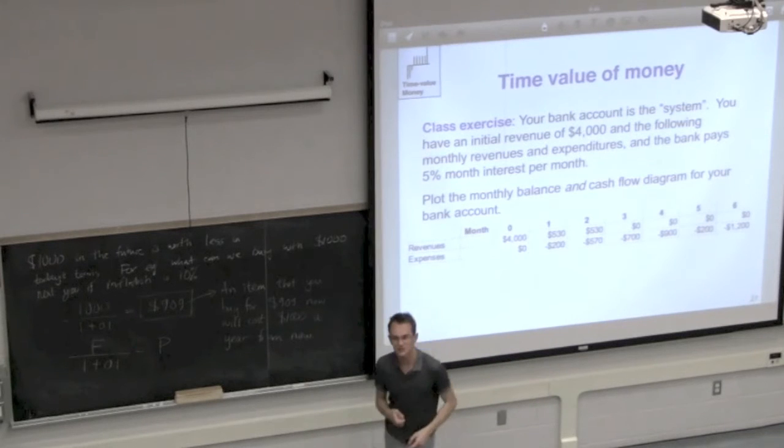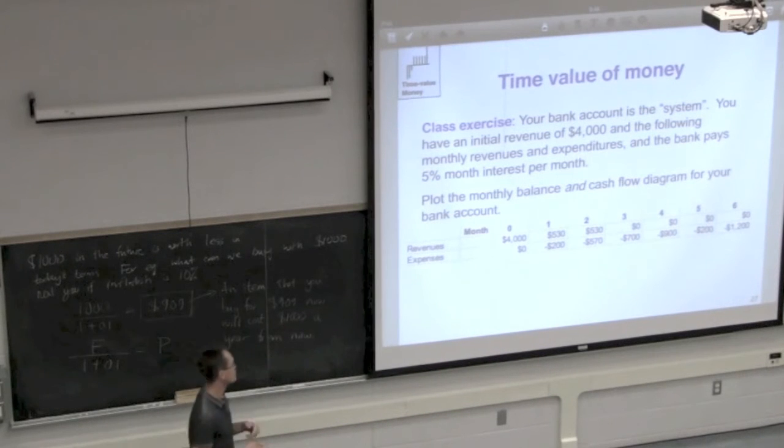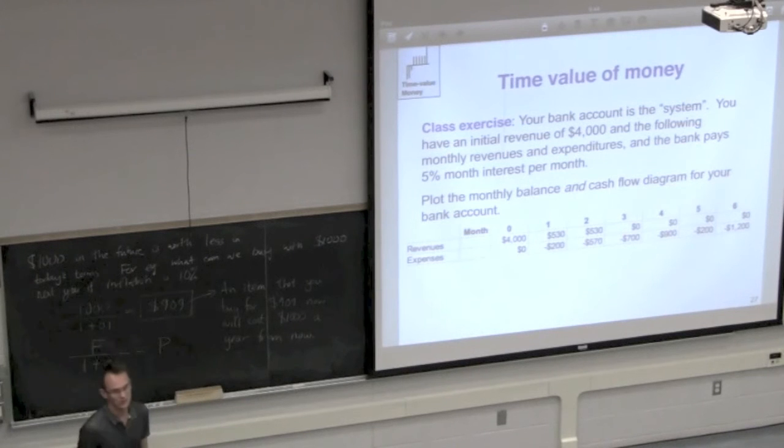So do the calculation for the first two months, for month 0 and month 1, on your own for a few minutes, and then I'll show you how I'd like you to do it. So go ahead and work with your neighbor on that. Discuss different ways of simulating this process.